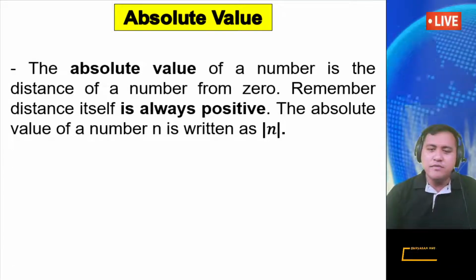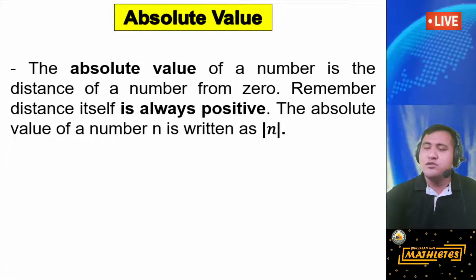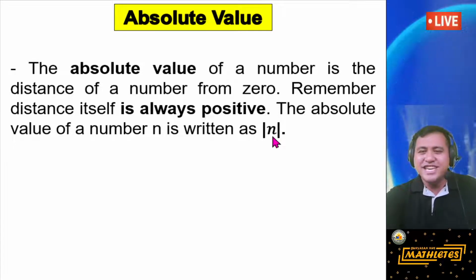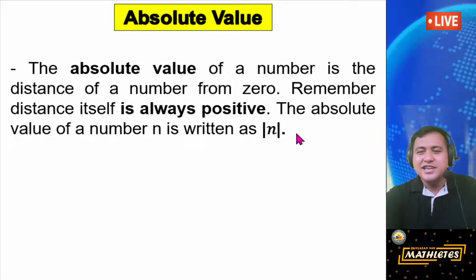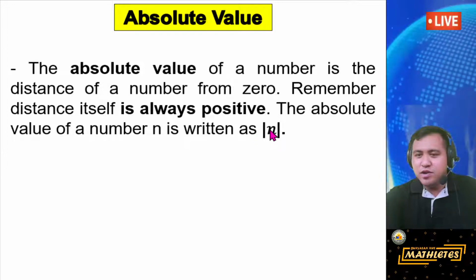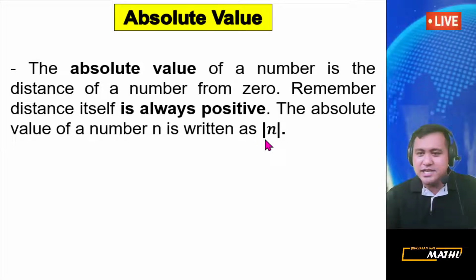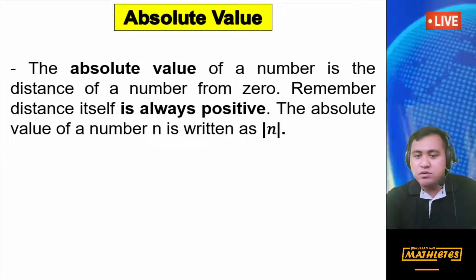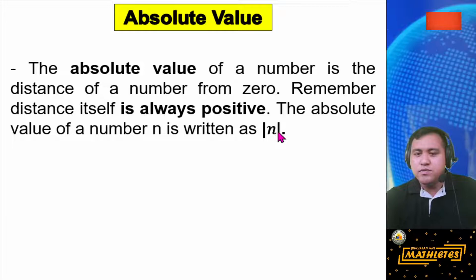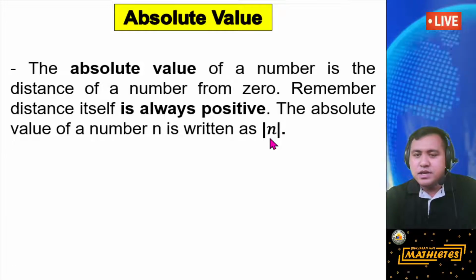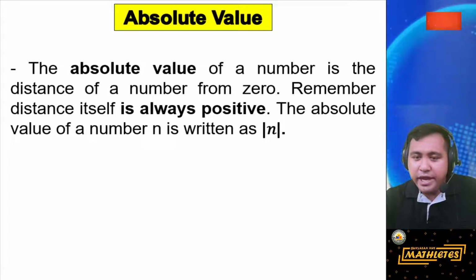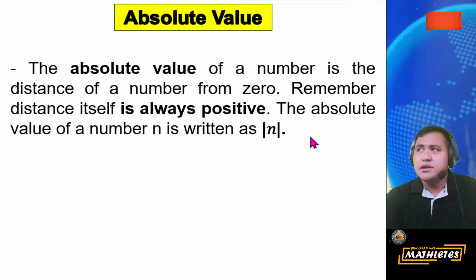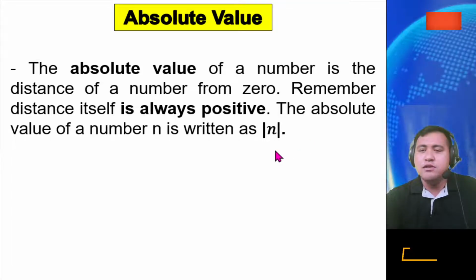Now the absolute value of a number n is written as the absolute value of n. That symbol, the two bars, is what we call the symbol for absolute value. Mao ni symbol sa absolute value. Now if we're going to read this one, we have absolute value of n. Now n here stands for the number.